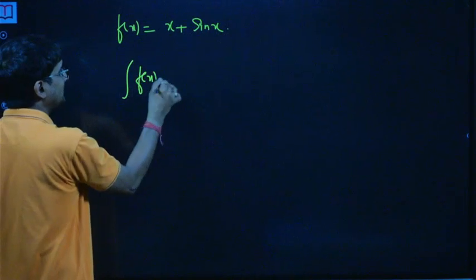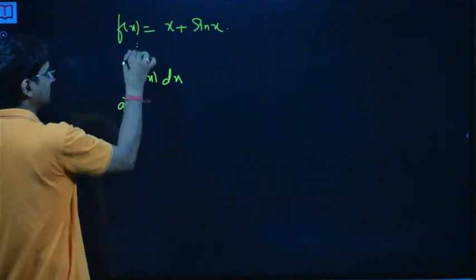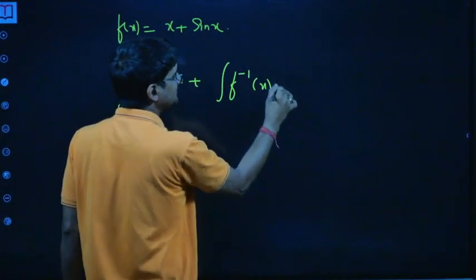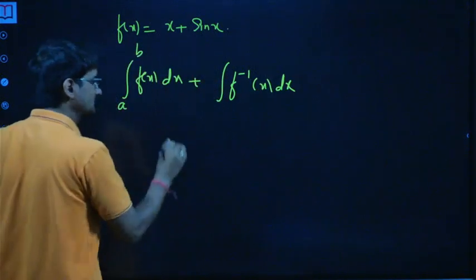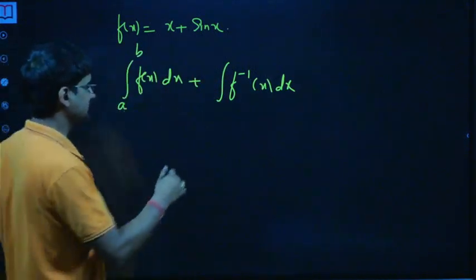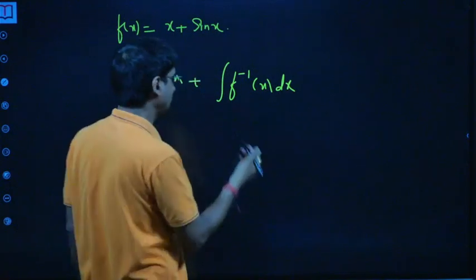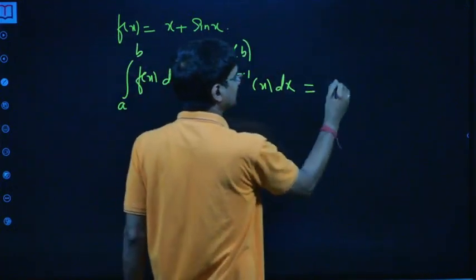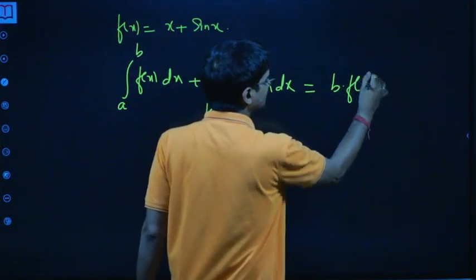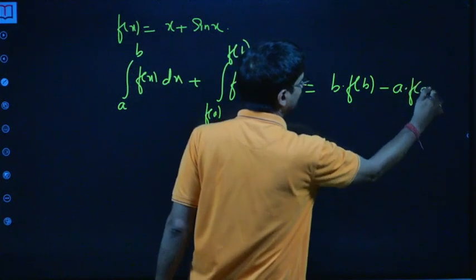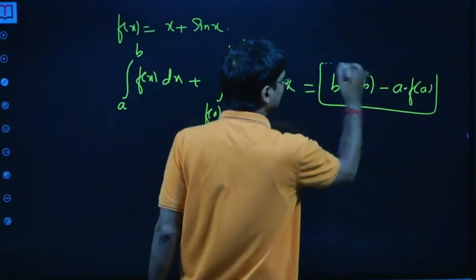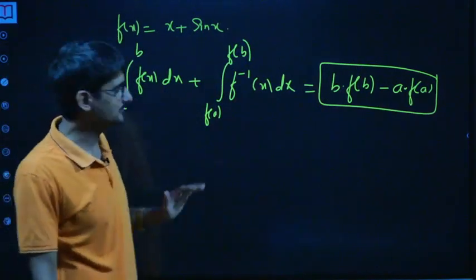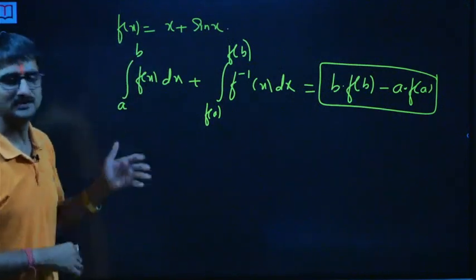If we have a definite integral, one very important property: if we have a function which is invertible and you come across any such integral, the integral of f(x) dx from a to b plus the integral of its inverse, where the limits are f(a) to f(b), is nothing but b times f(b) minus a times f(a). We would have already discussed this property quite a few times earlier, I am pretty sure about it. But again, it's a very important one.